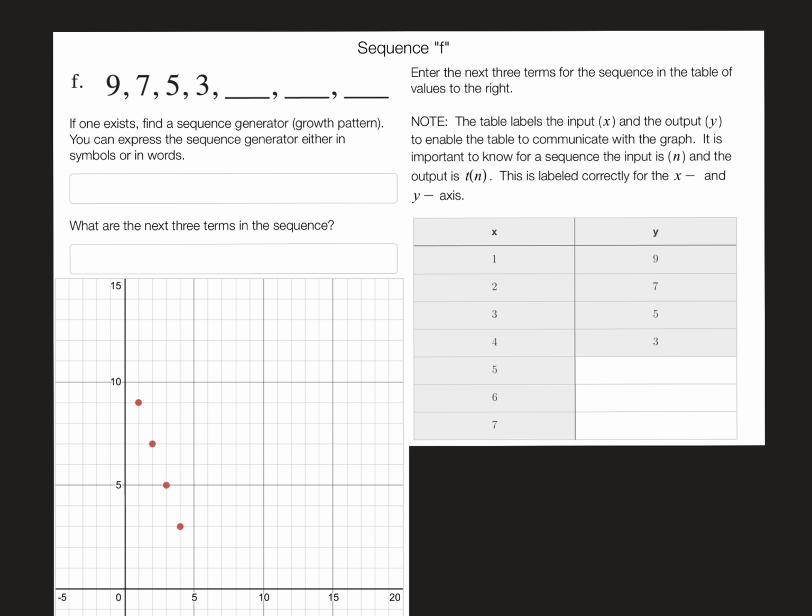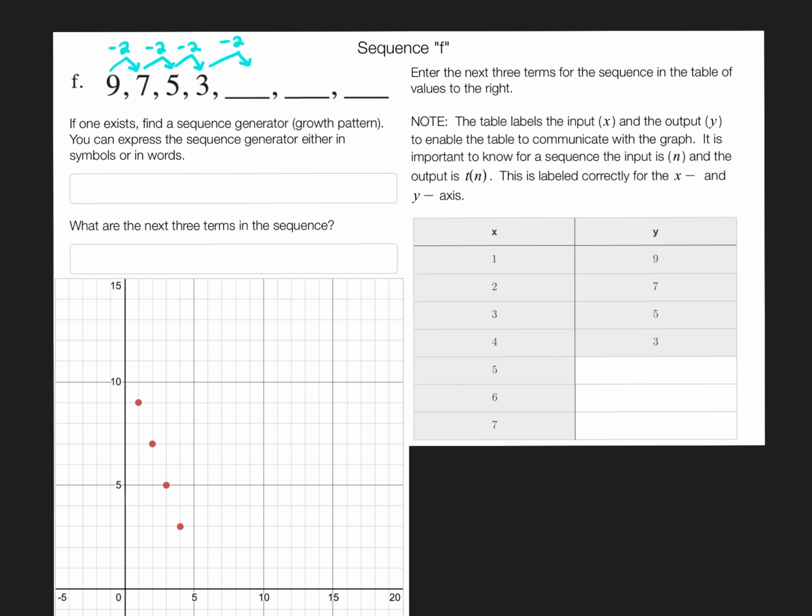So let's look at what's happening between each term here. If I wanted to think about addition or subtraction, I'd have to subtract 2 to get from 9 to 7. So let's see if that pattern holds true. If I subtract 2 from 7, I'm going to get 5. If I subtract 2 from 5, I'm going to get 3. So it looks like my pattern holds.